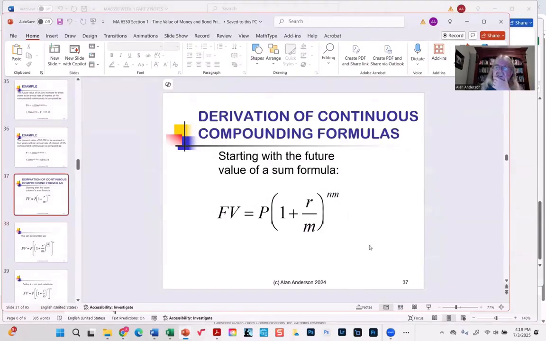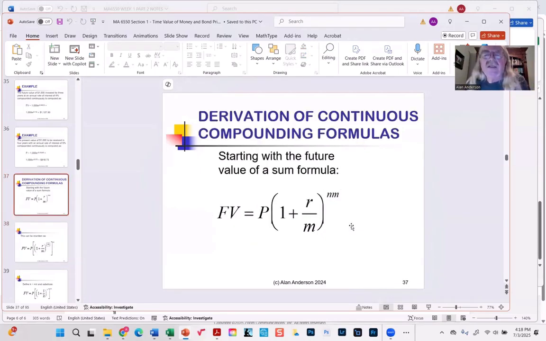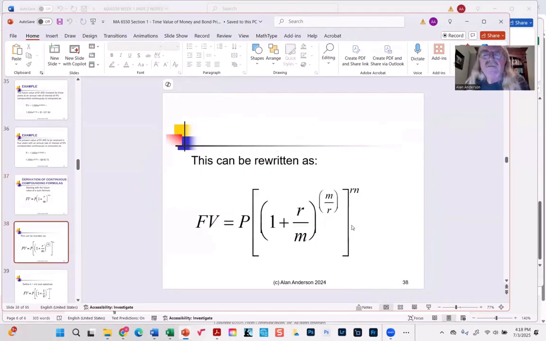Now, in case you're interested, this is a quick derivation of the continuous compounding formulas. If this is your future value formula with discrete compounding, first we're going to do some algebra in here. We're going to rewrite this as... now, by the way, why are we doing this?